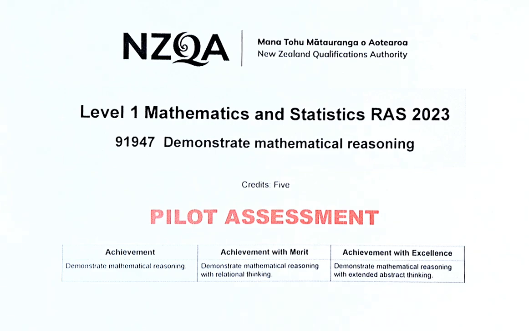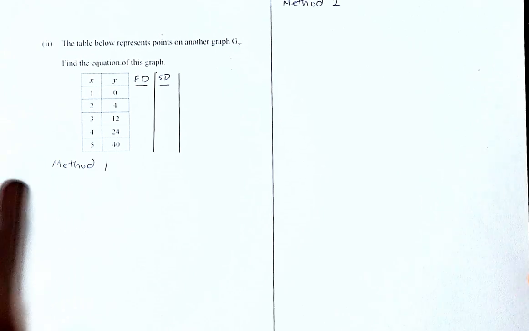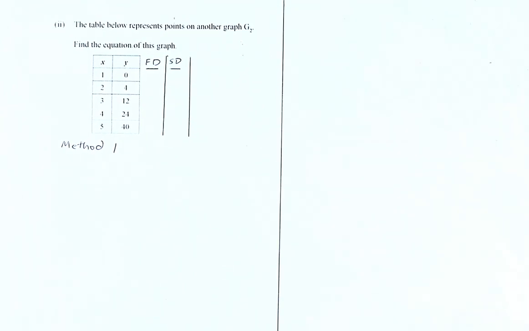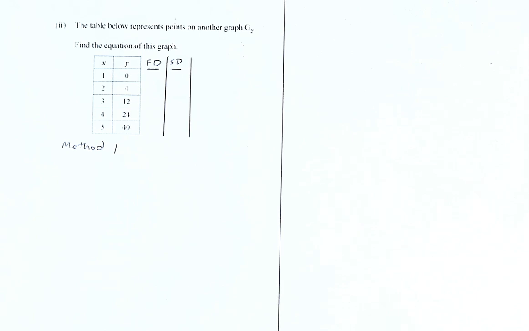So without further ado, we'll do question 3A part 2 in this paper. Question 3A part 2 looks like this. Okay, we shall read the question. I'm going to do two methods of solving this. Both involve algebra, and this is finding the equation of a quadratic graph, or the parabola. So we have x is 1, 2, 3, 4, 5, and y is, when x is 1, y is 0, 2 is 4, 3 is 12, 4 is 24, and 5 is 40.